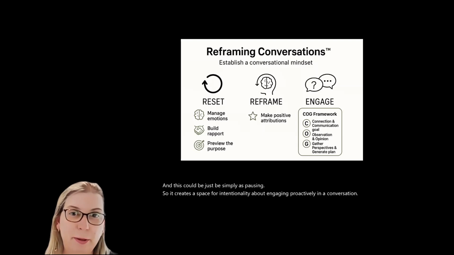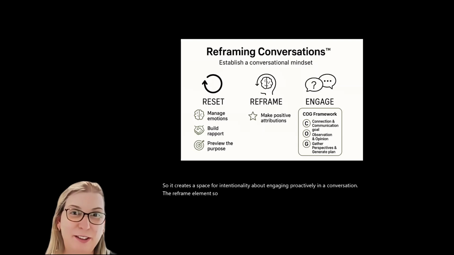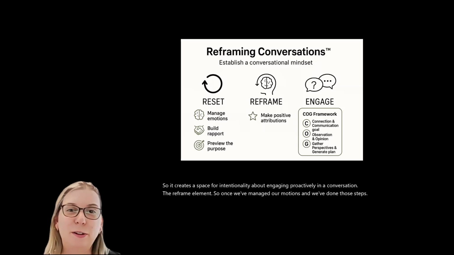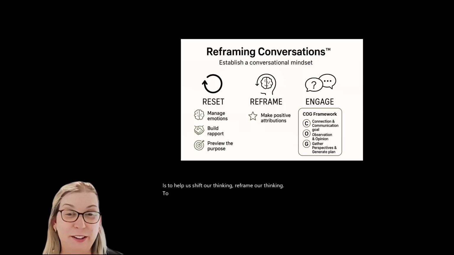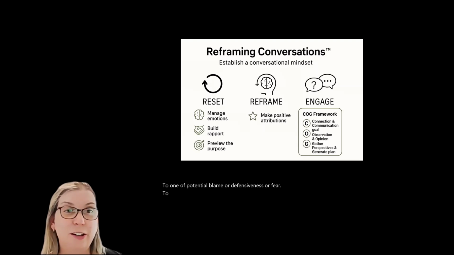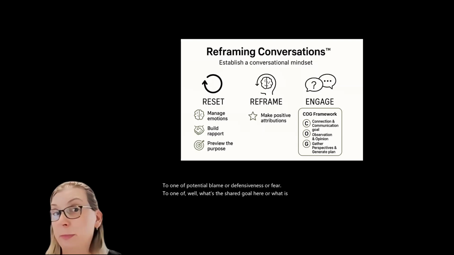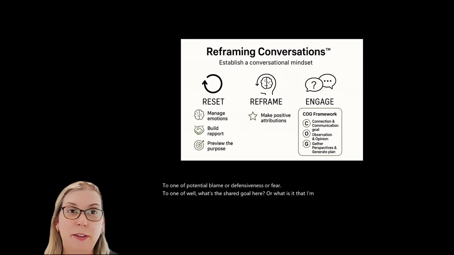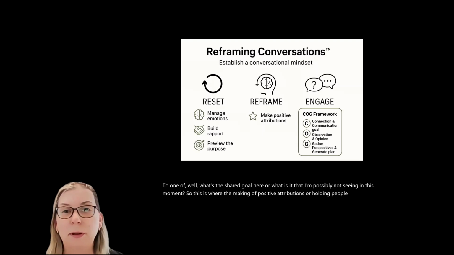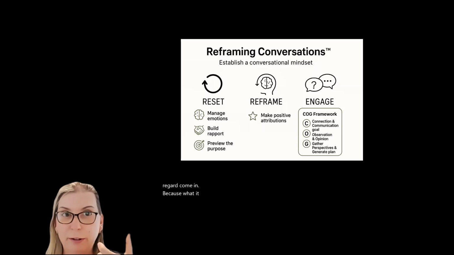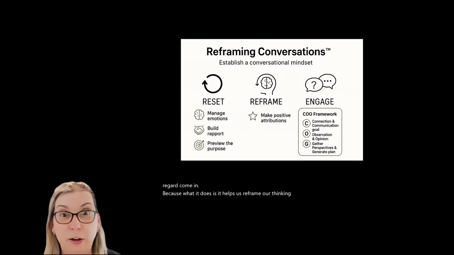The reframe element, once we've managed our emotions and done those steps, is to help us shift our thinking from one of potential blame or defensiveness or fear to one of, well, what's the shared goal here? Or what is it that I'm possibly not seeing in this moment? So this is where making positive attributions or holding people in positive regard comes in, because it helps us reframe our thinking to be better positioned to get curious.